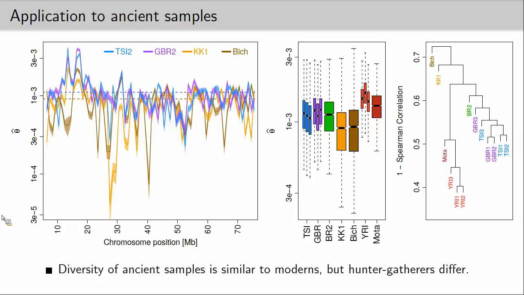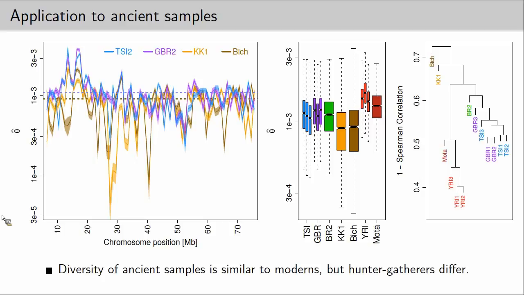So here, I show you in the first panel a trace of heterozygosity or diversity along the genomes. It's just a piece of chromosome 1. And so along the genome for different samples, we have TSI2 and GBR2. So these are just 2 male samples from the 1000 Genomes project. And in comparison, we have KK1 and Bichon. So these are 2 hunter-gatherer samples. Bichon is from a Swiss cave, and this one here, KK1, is from the Caucasus region.